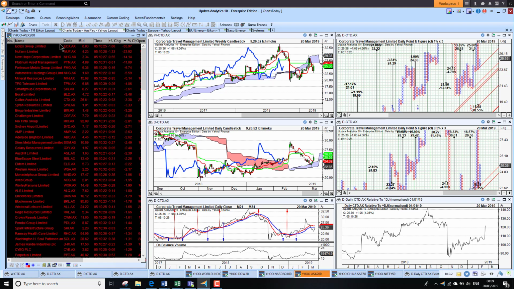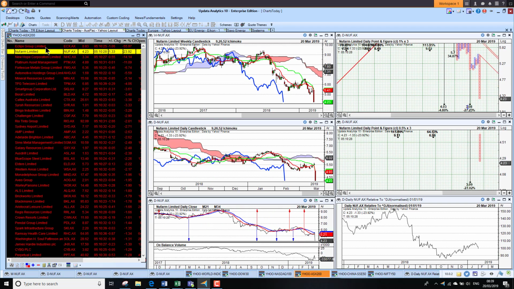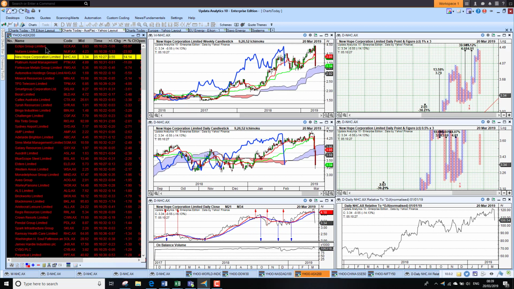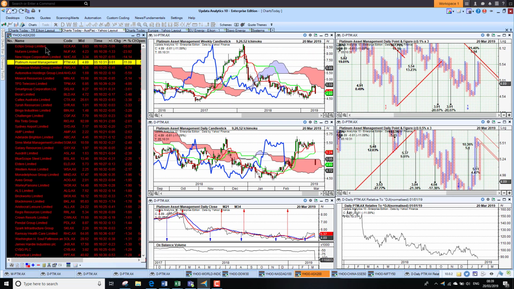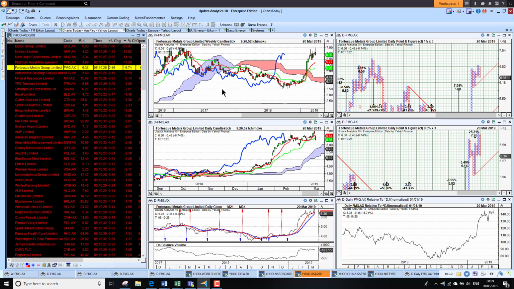Looking at the downside, we had massive falls here from Eclipse Group, down some 56%. That just fell out of bed completely. And New Hope down 23%, 24%. So again, just falling massively. New Hope Corporation down 14%. Some really big falls here, and Platinum Asset Management down 11%. So a lot of big moves there. Fortescue Metals have been looking great lately. They just had a bit of a sell-off as well, down 6%.